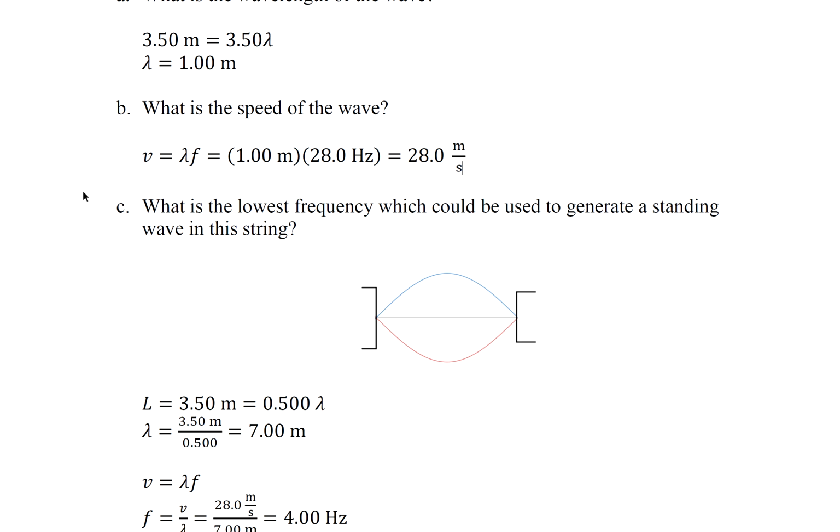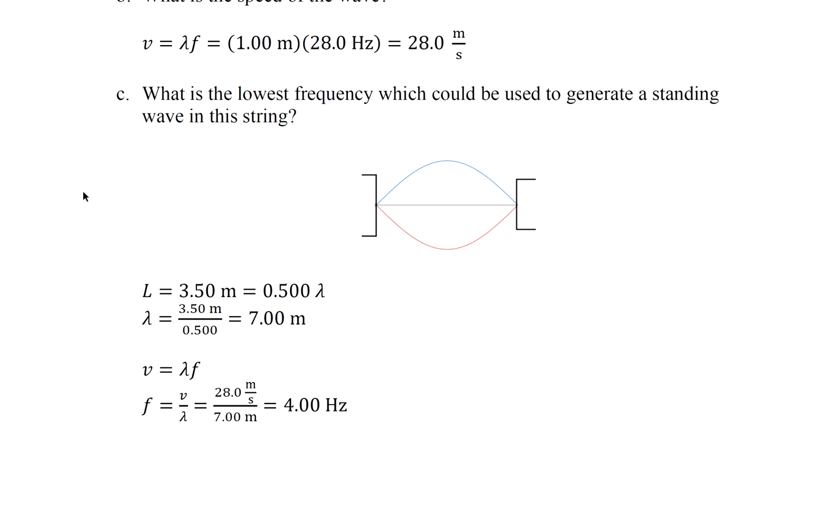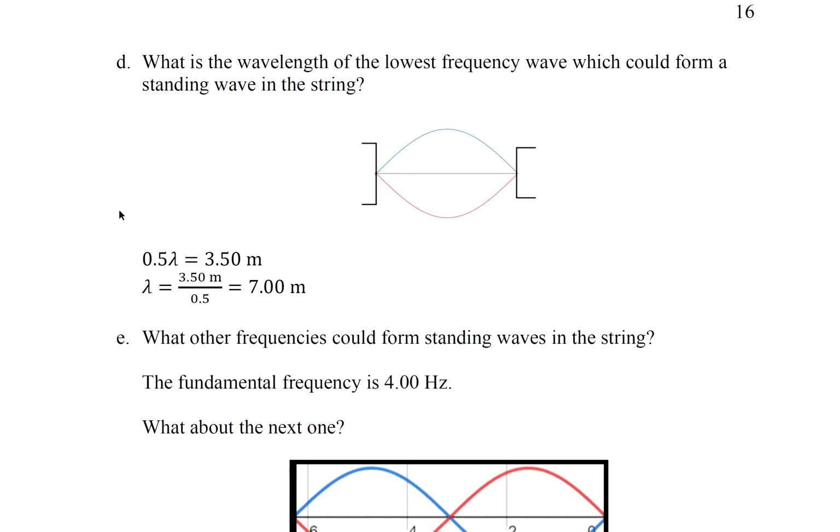Part C, what is the lowest frequency which could be used to generate a standing wave on the string? The lowest frequency, we could see this is half a wavelength, 0.5 lambda. So for the fundamental frequency, the wavelength is 7 meters. V equals lambda f, solve for f. Part D, what is the wavelength of the lowest frequency wave which could form a standing wave in the string? We already figured this out from part C.